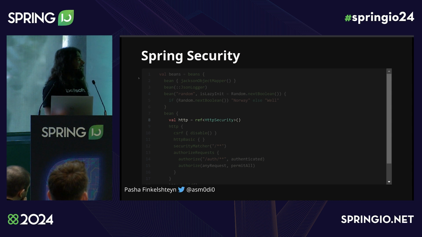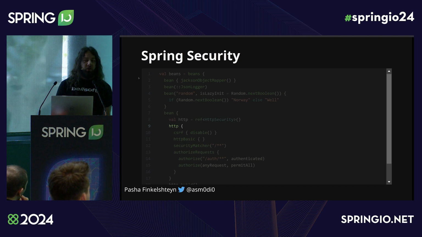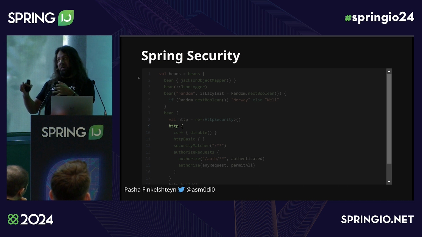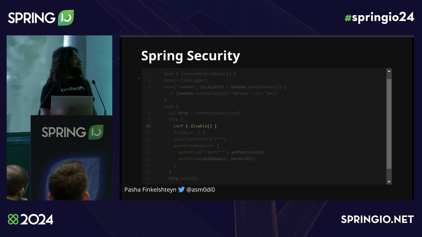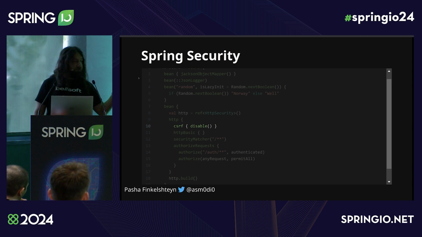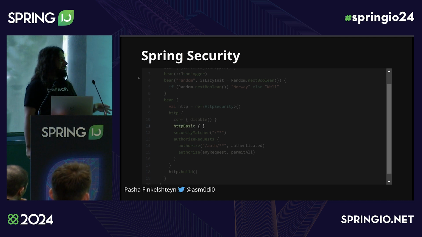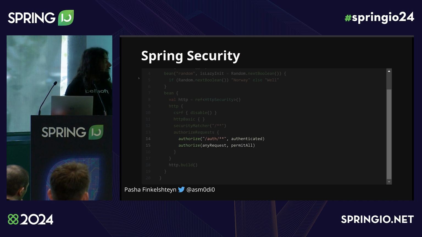And after that, the very http we just created on line 8, on line 9, we can use it as a receiver of our lambda. So it has a function invoke defined on it, which accepts one lambda, so we can write it like this, http. And then we set up our http all the way we want. We put csrf disable, do not do it in production. I mean, seriously. HTTP basic, security matchers, all this dark magic of Spring Security, authorize requests, and so on. And after that, we say http.build.